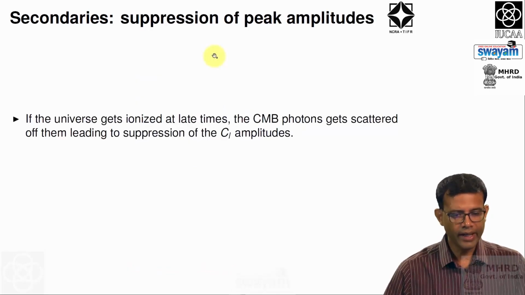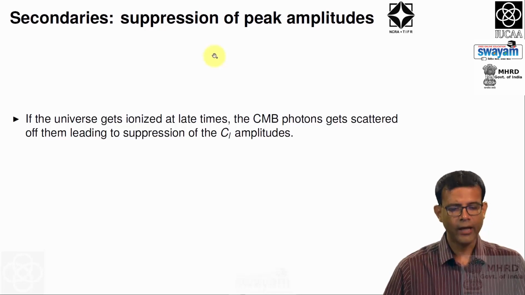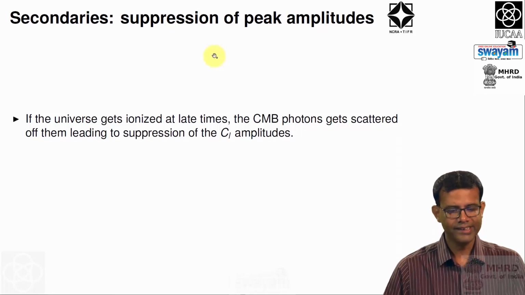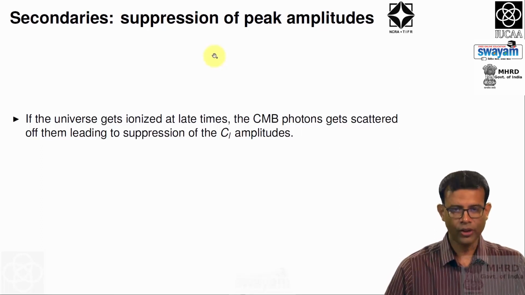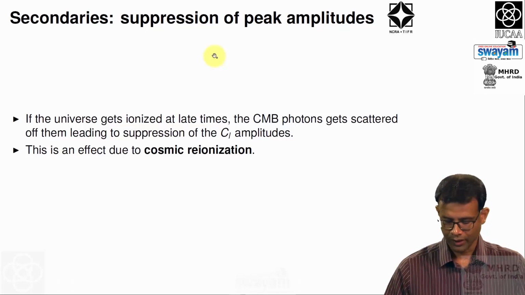Then there are other secondaries which have to do with suppression of the amplitude of the Cls. This happens if the universe gets ionized at late times. Then the CMBR photon starts getting scattered again off the free electrons produced because of this ionization, which will lead to suppression of the inhomogeneities. This ionization is an effect due to what is known as cosmic reionization, where the universe gets ionized once more. So, there are a lot of free electrons to interact with, giving rise to this suppression in the amplitude.